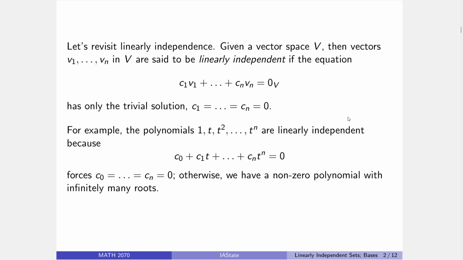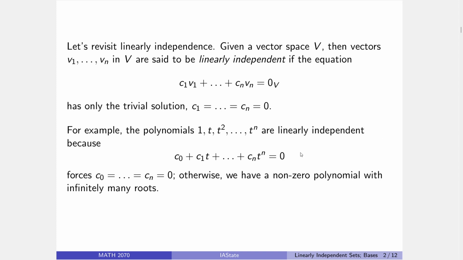Why is that true? Well, if it wasn't, if we had non-zero scalars, then we'd have a non-zero polynomial. But if it's constantly equal to 0, that means this polynomial has infinitely many roots. Every real number would be a root of that polynomial, and that can't happen. We know polynomials have at most finitely many roots. In fact, the number of roots is bounded above by the highest power that we see in the polynomial.